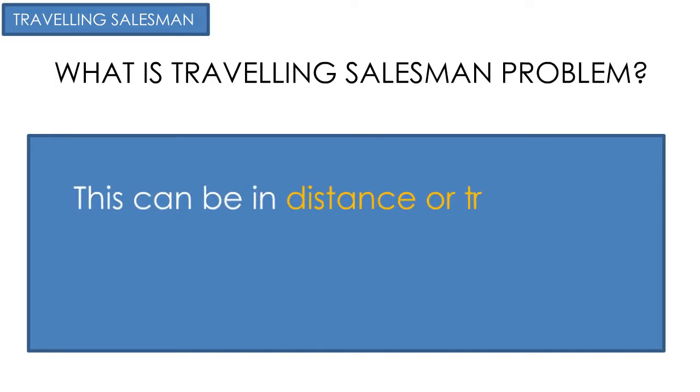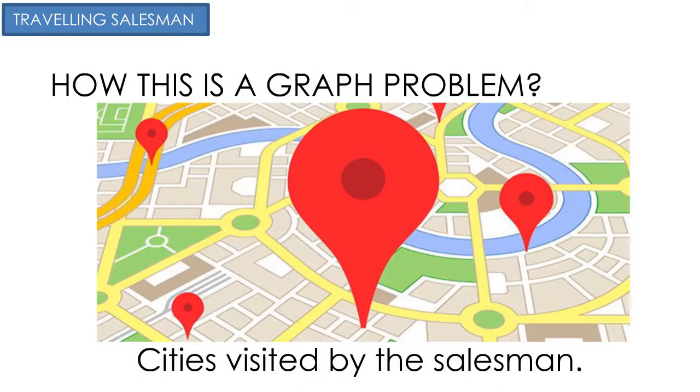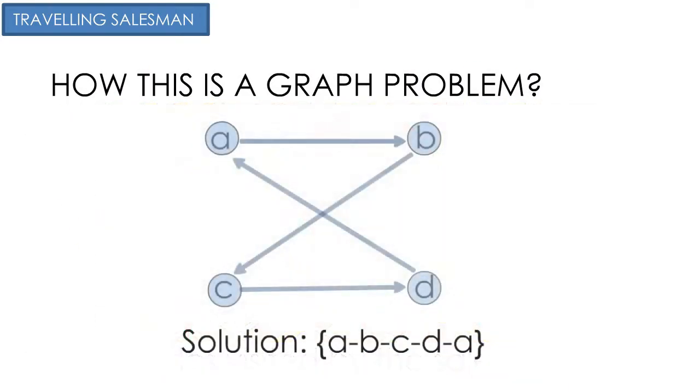This can be distance or travel time. Now, how is this a graph problem? This can be represented in graph form. Let each city the man visits be the vertices, and the path he takes be the edges.